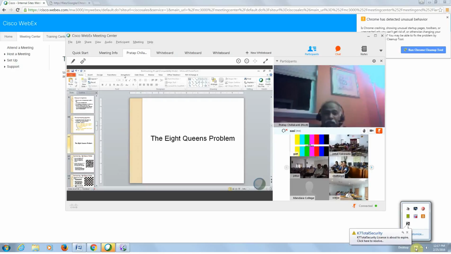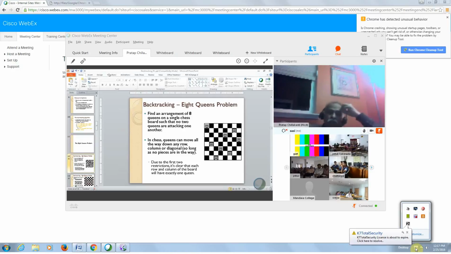Okay, 8 queens. What is the 8 queens problem? Fantastic problem, right? Every computer science student should write an algorithm and a program for solving the 8 queens problem. So what is the problem? The problem is you have to arrange 8 queens on the board, an 8 by 8 board, such that no 2 queens are attacking one another.